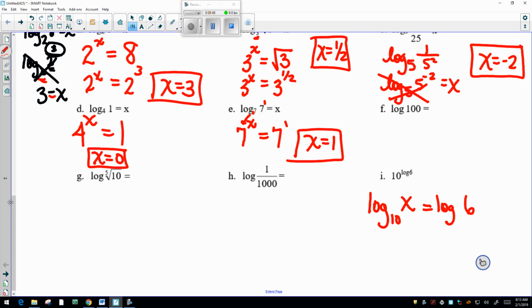But now think about what we have. If there is no base written, that's assumed to be a base 10. So by expanding it this way, what I can see is that in this case, x is equal to 6. Okay, another way to take a look at it is, again, that base, if it's not written, is assumed to be base 10. Exponential 10 and log base 10 are inverse operations and would reduce to leave you with a value of 6.